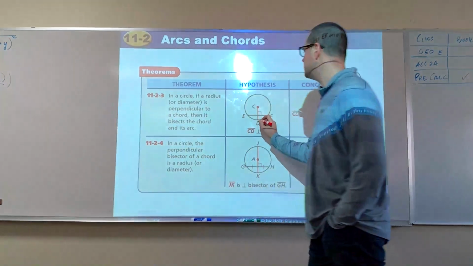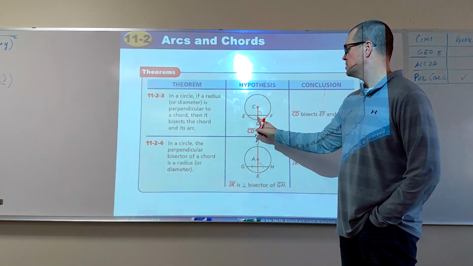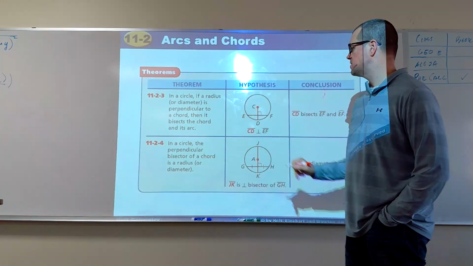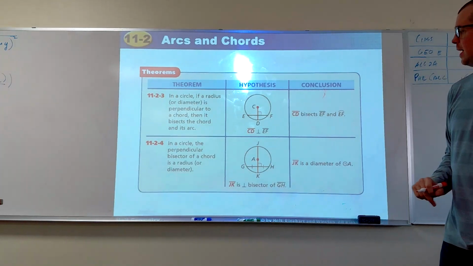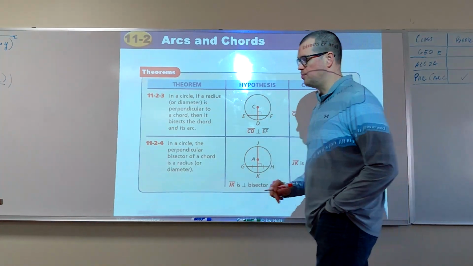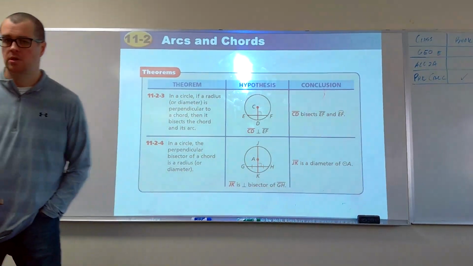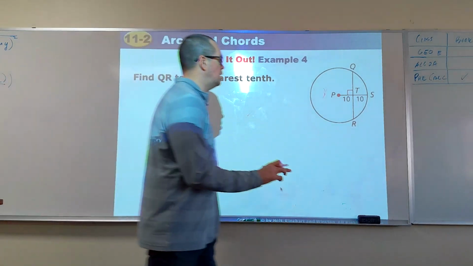If you have a radius and a chord, and it bisects it, it's perpendicular to this, which allows us to make some right triangles to solve problems that look like this. So if you got a radius and a chord and it's bisected, it's perpendicular. So let me show you how this works. Find QR to the nearest 10.